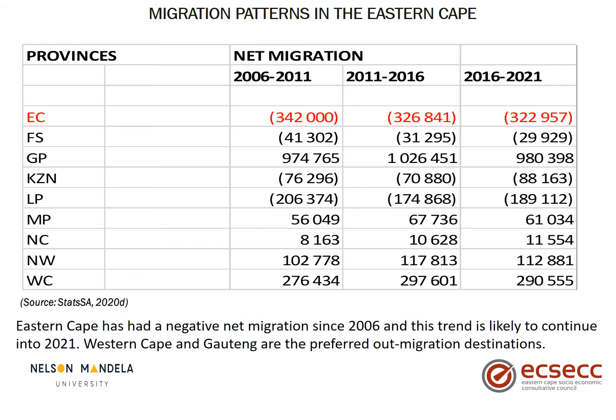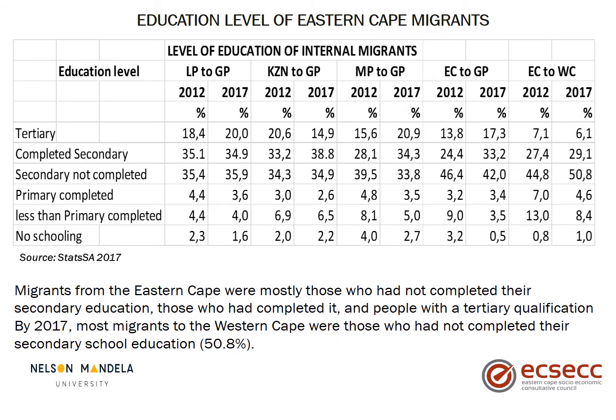Now, in terms of migration patterns in the Eastern Cape, as we can see here, during the periods 2006 to 2011, 2011 to 2016, and even the projected migration pattern from 2016 to 2021, we can say that the Eastern Cape has consistently been having negative net migration, and will have in the last projection of 2016 to 2021. In terms of level of education, we can see that most people that migrated from the Eastern Cape are either those who have not completed their secondary education, or those who have completed their secondary education, and those who have completed their tertiary studies.